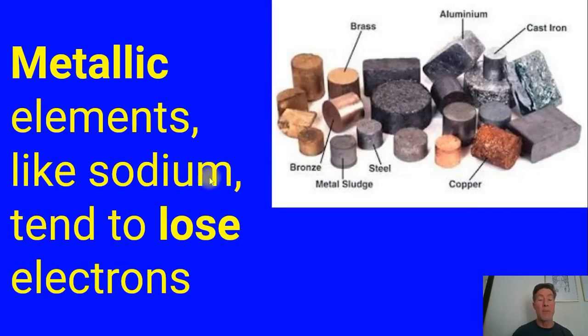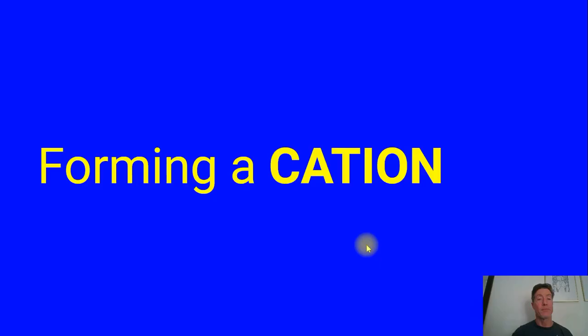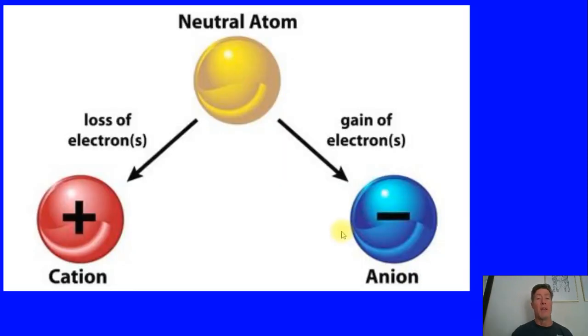Metallic elements like sodium tend to lose electrons. And so, for example, here's sodium. It has one electron in its outer shell. It's known as its valence shell. And that electron is easily pulled off and becomes a positively charged sodium ion. That forms a cation, a positive charged ion. So you lose an electron, you form a cation. You gain an electron, you become an anion.